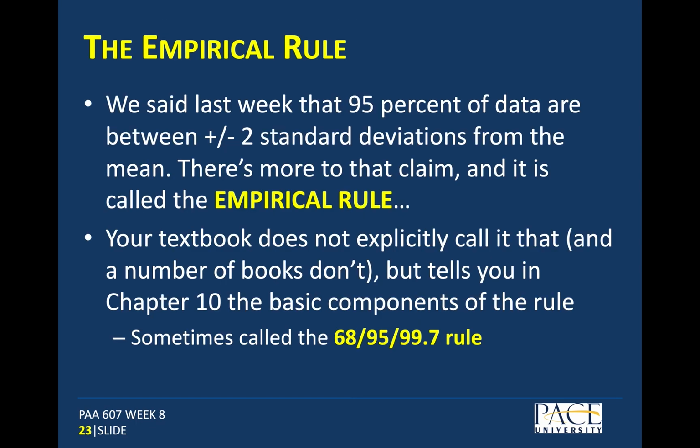But before we get to statistical tests, we need to talk about something called the empirical rule. So we said last week that 95% of our data are between plus and minus 2 standard deviations from the mean. There's more to that claim, and it's called the empirical rule. Your textbook doesn't explicitly call it the empirical rule, and a number of textbooks don't. But it does tell you in Chapter 10 the basic components of the rule. And some textbooks also call this the 68, 95, 99.7 rule for reasons I'm going to tell you in just a minute. So let's talk about that.